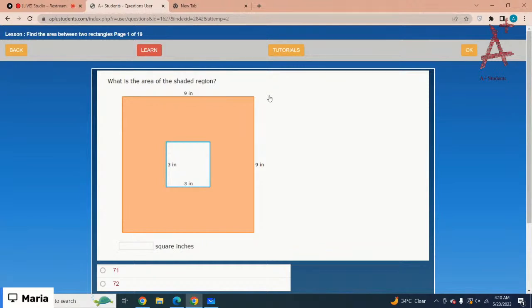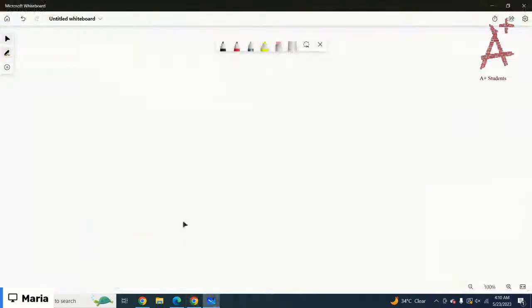Okay, let's just calculate the area of the outer one. The outer one has 9 times 9. The area of the outer square is 9 times 9, that means 81. The area of the inner one is 3 times 3, that means 9.